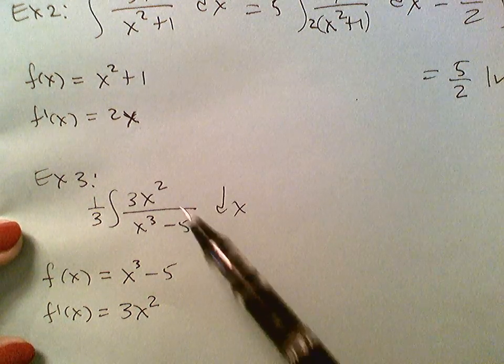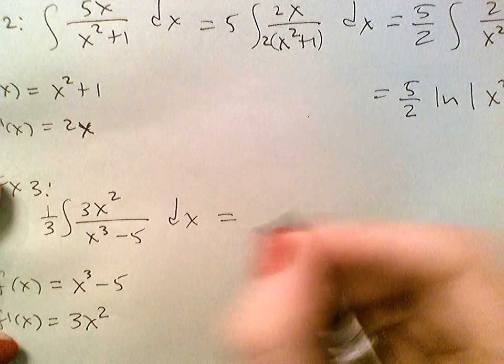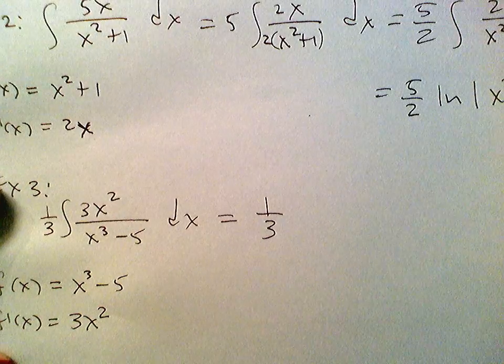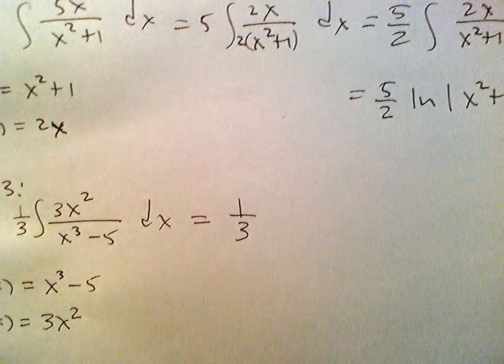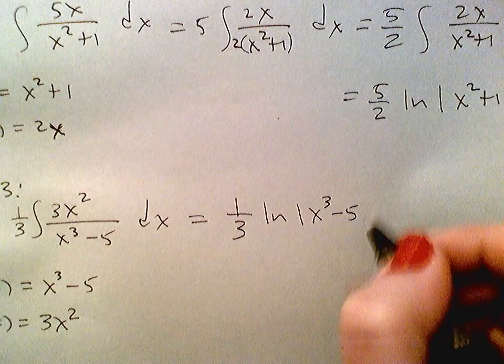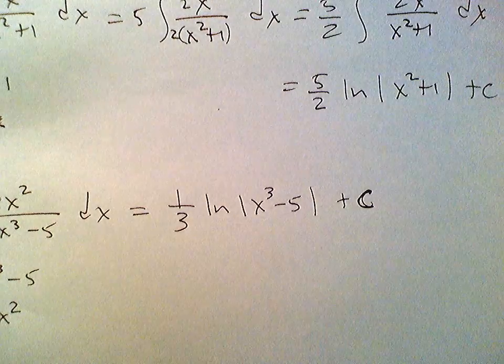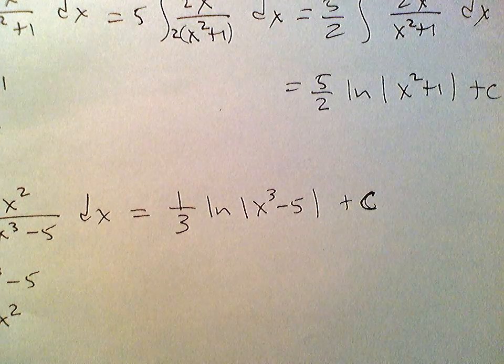This is f of x, that is f prime of x. So this is equal to, bring the 1/3 over, carried over, constant multiple rule, natural log of the absolute value of x to the third minus 5 plus c. It's a c. Okay, guys, so there is that.